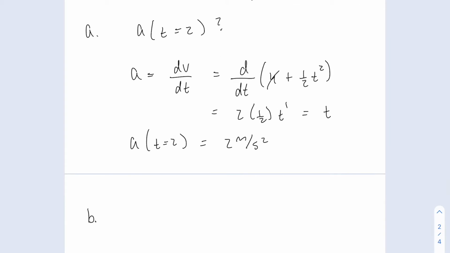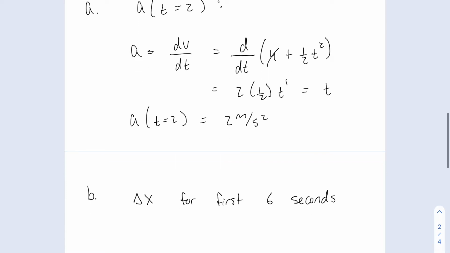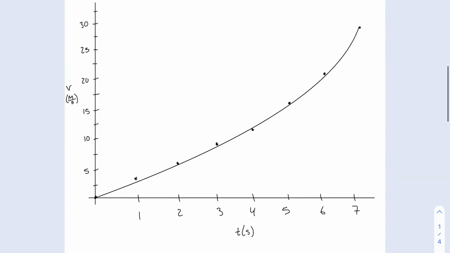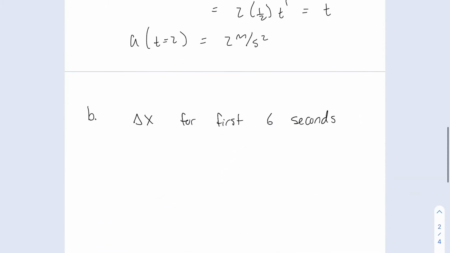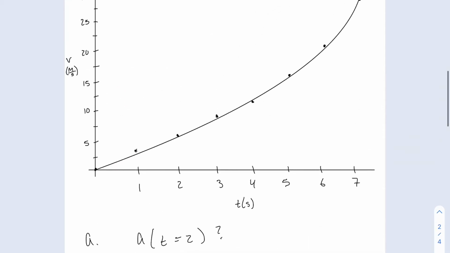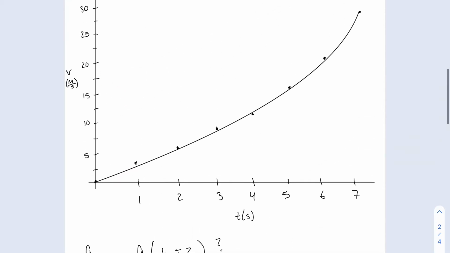What we want to do is figure out, for part B, what the displacement is, delta x, for the first 6 seconds. So how could we figure out displacement from our velocity graph? Remember, displacement from a velocity time graph is equal to area under the curve. And how can we figure out the area under this curve?